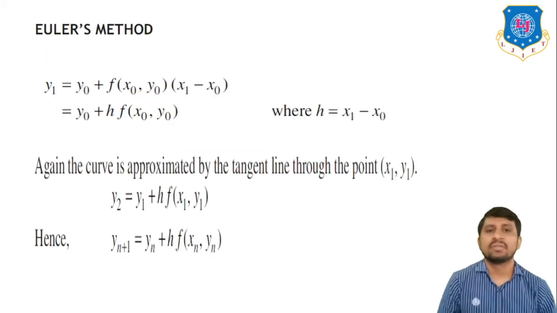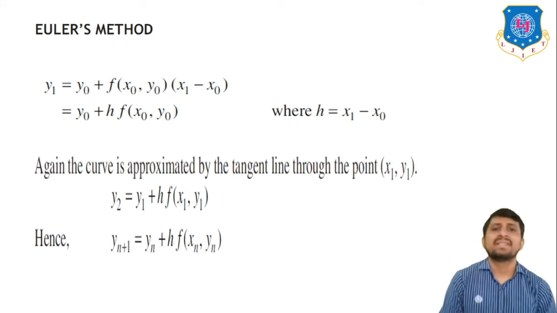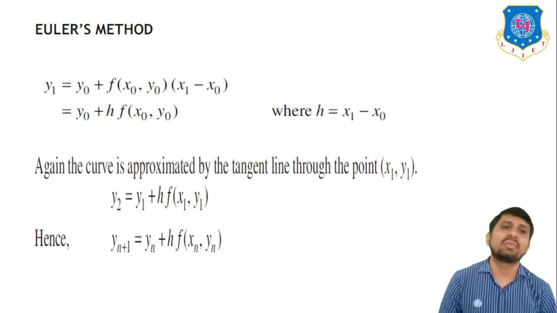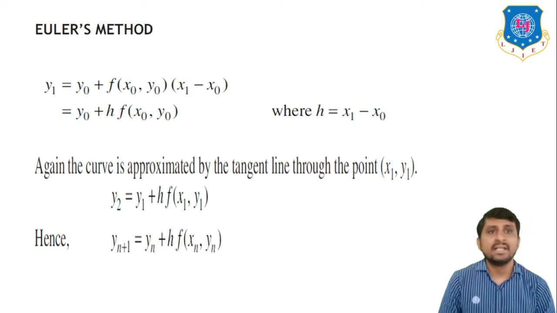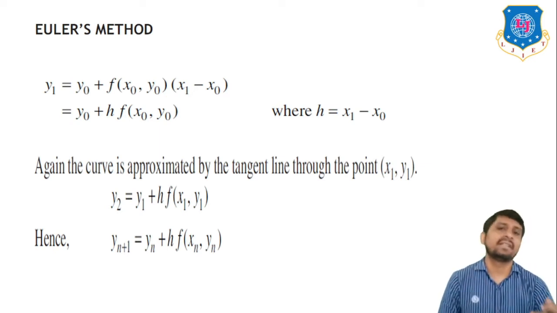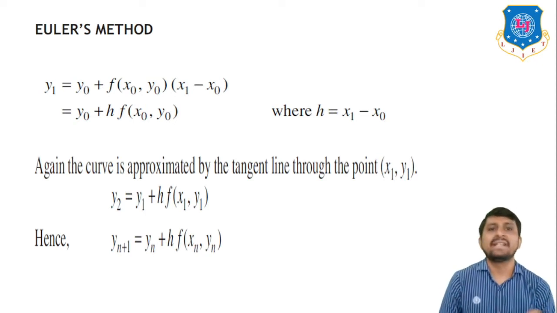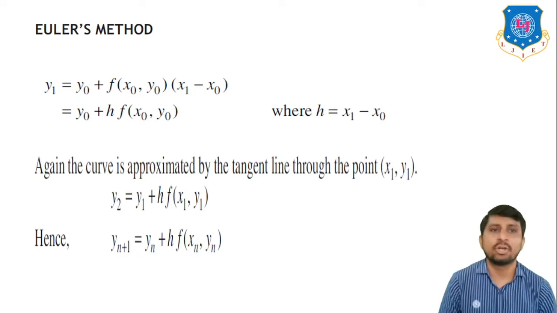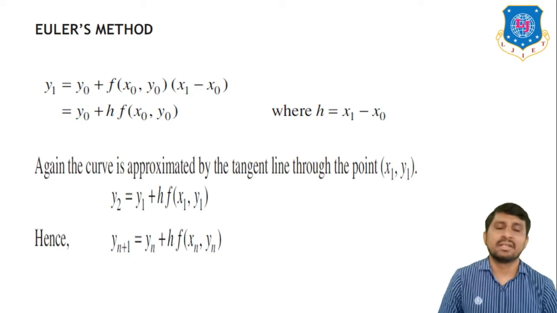For Euler method, every time the solution of a differential equation is not so easy to find. So in that case we use numerical methods to find the approximate solution of the given first order differential equation.